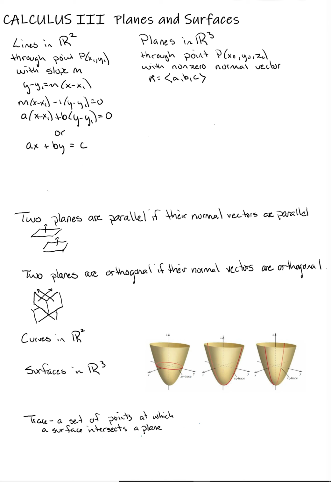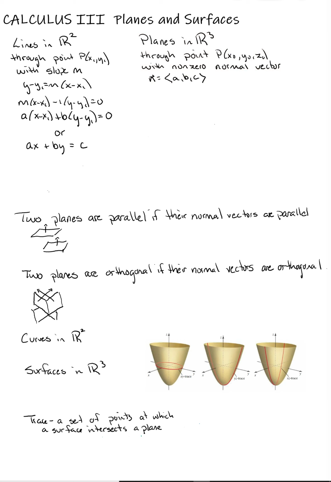Now we have a similar idea in 3 space, and that is a plane. So in R3 space, if I want a plane that goes through the point x naught, y naught, z naught, it'll have a non-zero normal vector which we label as the vector a, b, c. I'll talk more about what a normal vector is in just a second. You'll see when we work through this. So instead of a slope, it's got a non-zero normal vector.